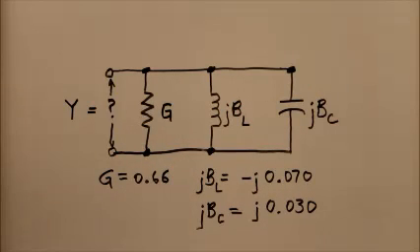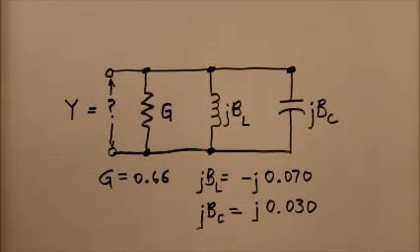The susceptance of the inductor is minus J 0.070. Remember, inductive susceptances are always negative, and the capacitive susceptance is J 0.030. Remember, capacitive susceptances are always positive. The question asks us, well, what is the net admittance of this particular circuit in complex number form?